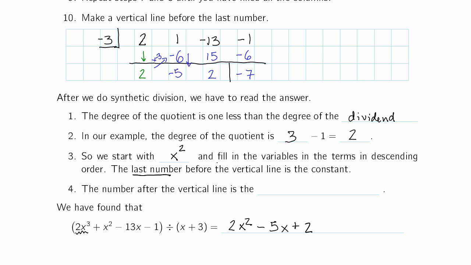The last number before the vertical line is the constant. So 2 is the constant. If that's not what you get when you fill in descending order, something went wrong. And then that last number after the vertical line is going to be the remainder. So when we did that division, we got 2x squared minus 5x plus 2, and then our remainder is negative 7. We put that over x plus 3.